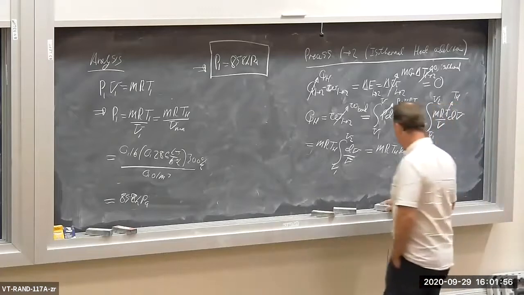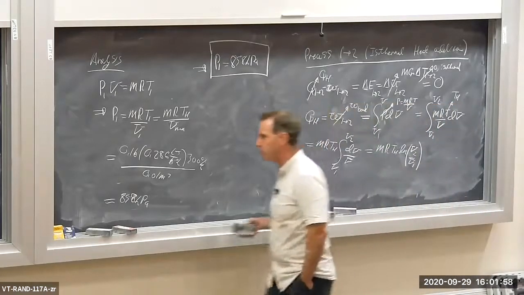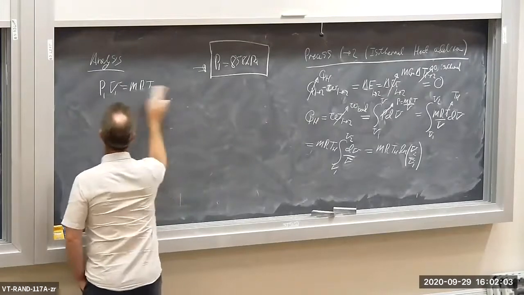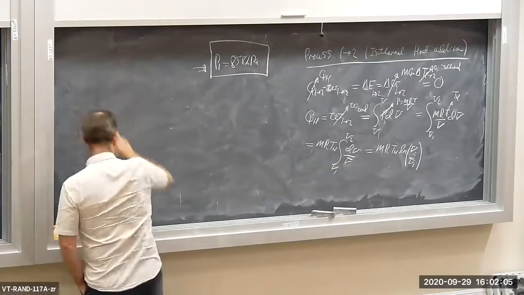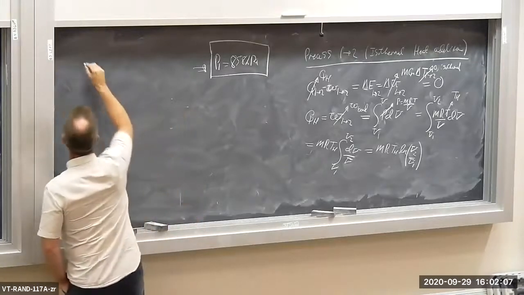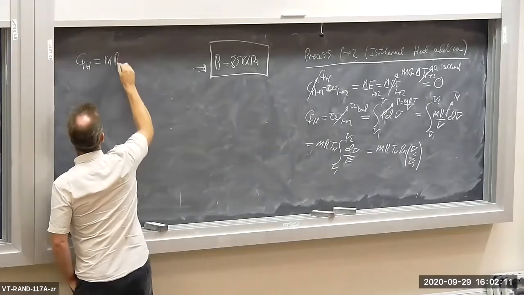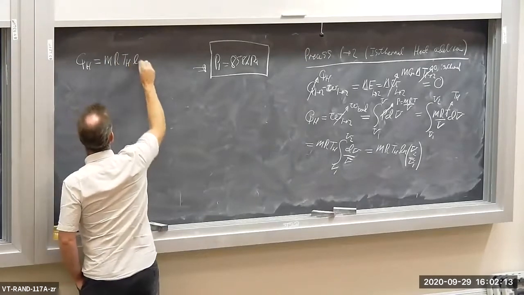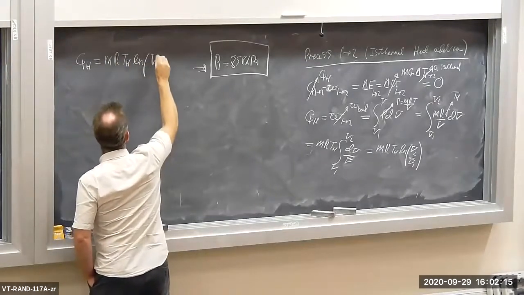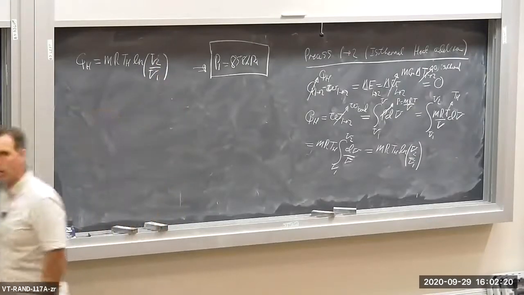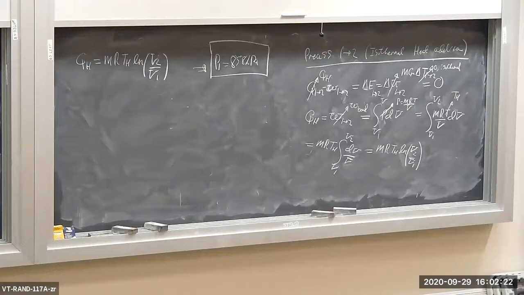Now let me write this over in the corner here, out of the way. It's going to be an important relationship. Q high equals mRT high natural log V2 over V1, okay? That's going to be our governing equation as far as calculating the heat transfer from the high temperature reservoir.